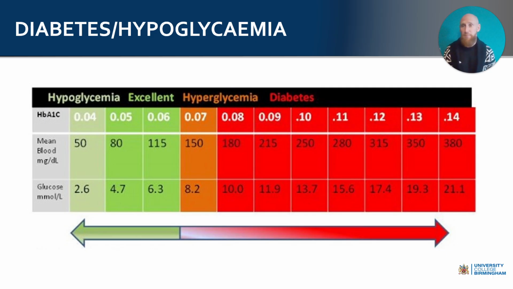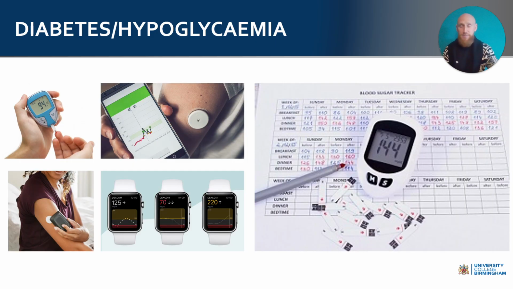It's also worth just being mindful of diabetes, so thinking about the blood sugar levels. If someone is diabetic and their blood sugar levels either get too high or too low, that can actually lead to issues and collapse.